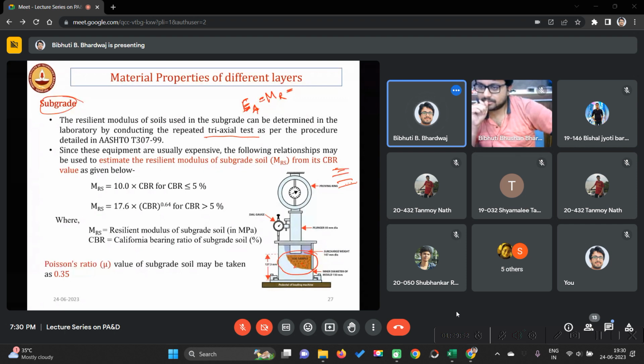In some cases but not common. Okay. Yes, Sujata. So what are those cases when CBR value can be more than 100%?